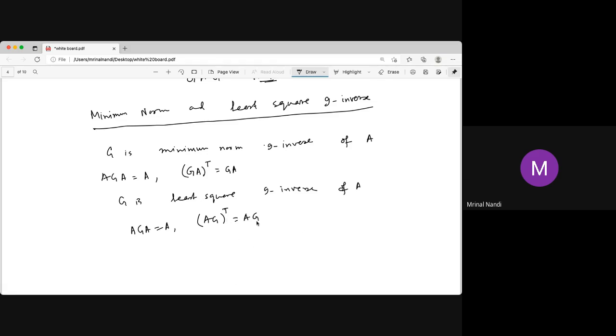What is the Moore-Penrose G inverse? It has four conditions: AGA equals A, GAG equals G, GA transpose is GA, and AG transpose is AG. If all these four properties hold, then it is called the Moore-Penrose inverse, and this exists and is unique. We will see that in the next video.